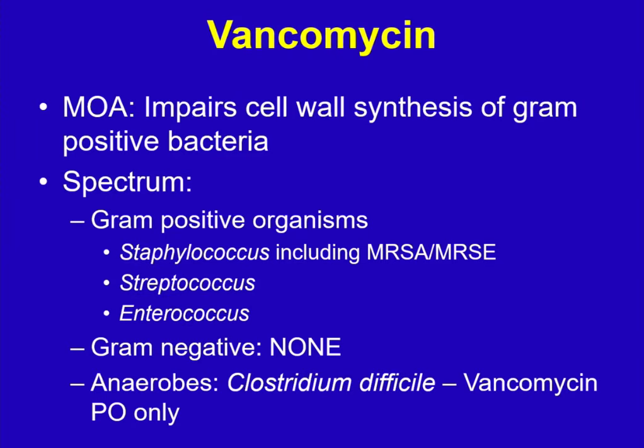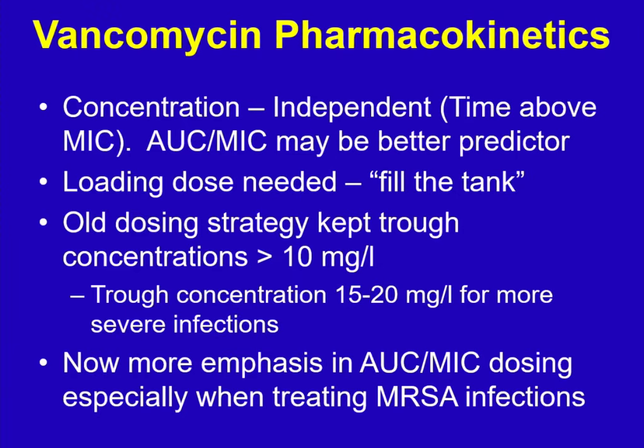Vancomycin impairs cell wall synthesis. The spectrum is pretty much gram-positive in general. It has zero gram-negative coverage, zero. And the only gram-positive of note it has coverage for is really Clostridium. In the oral form, we use that, as an example, to treat C. diff. But otherwise, it's a pretty strict gram-positive agent. It impairs cell wall synthesis. You had the D-alanine portion.